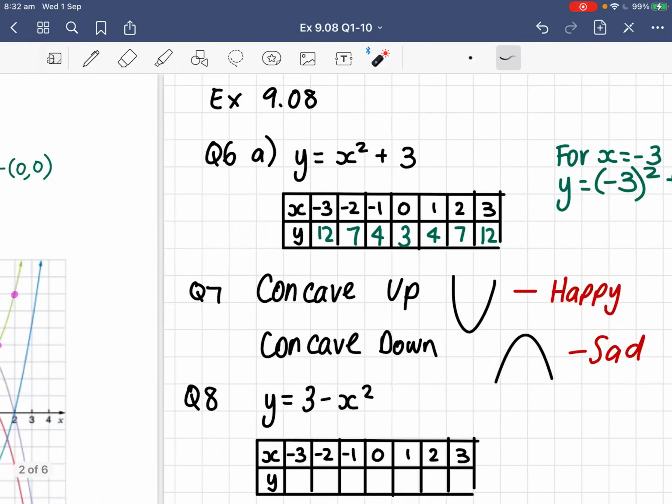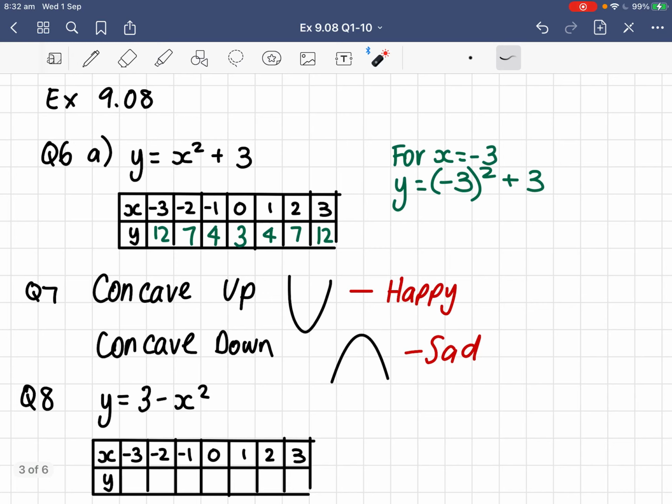So what that means is that if it's concave up, it's happy, and it has a positive x squared. And if it's concave down, it has a negative x squared when it's sad. Okay, so when you're happy, you're positive. When you are sad, you're a bit negative and down on yourself.